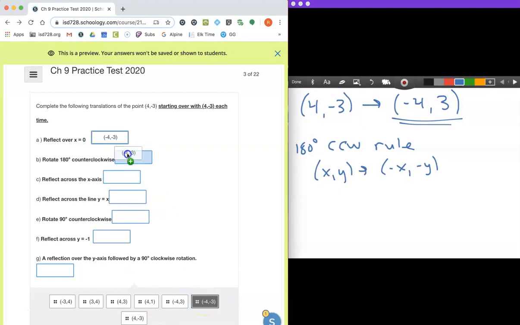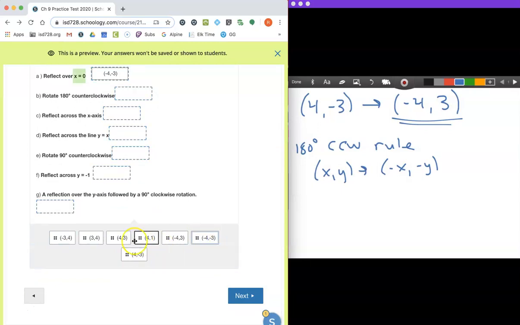So let's see, right here. Oops, that's the one that says -3. (-4, 3). There we go.